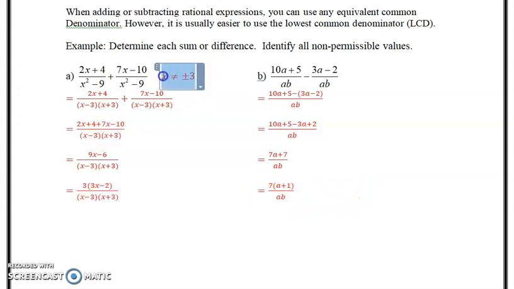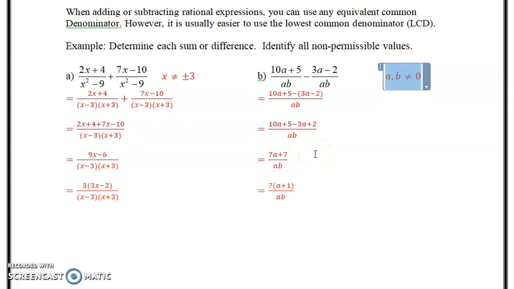And a lot of you are looking at your non-permissible values. You're probably saying a and b, so we just put a comma b, and that can't be equal to 0, right? It can't be equal to 0 because if they're multiplying here, either value would give you a value of 0. Alright, so that's it for page 10.